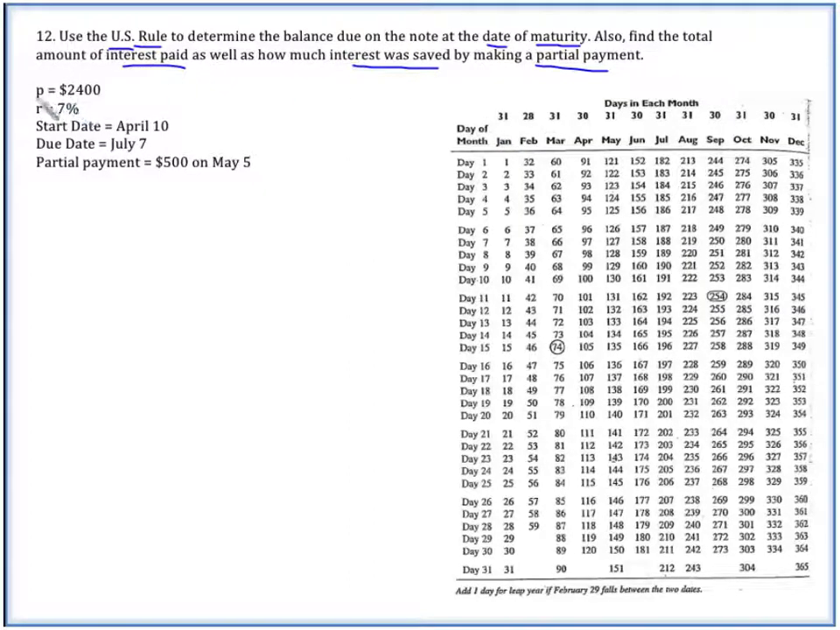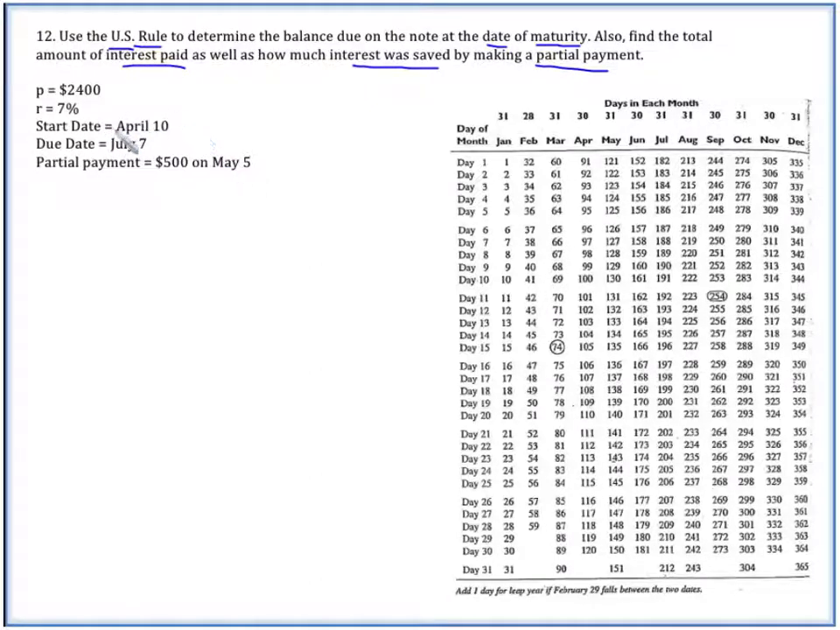So we have a loan of $2,400 at a rate of 7%. The origination or start date was April 10th, and the due date is July 7th. This is also the date of maturity. Now there was a partial payment that was made of $500 on May 5th. So let's see how the US rule applies with this partial payment.